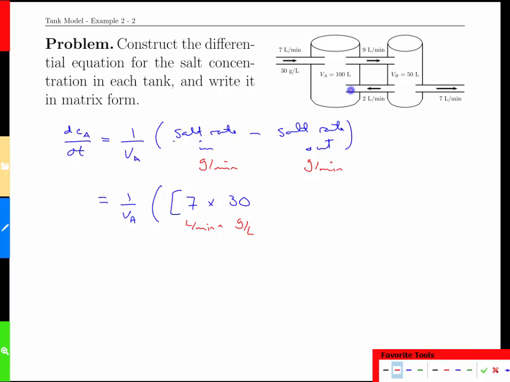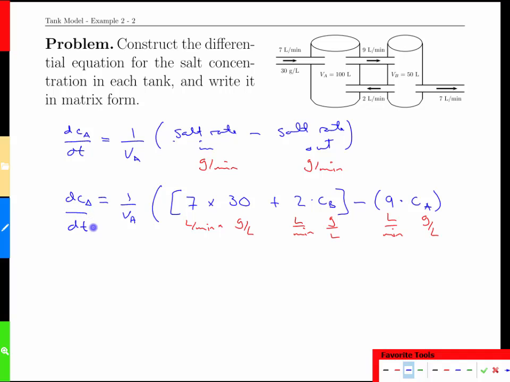But there's also salt coming in from the second tank, and that's going to be an additive effect. We're going to add salt from there, and it's going to be 2 liters per minute times whatever the concentration in B is. The 2 liters per minute is the water flow, and it's going to bring with it whatever the concentration in tank B is in grams per liter. Then we're going to subtract the out rate. If you look at all the pipes, only one of them is flowing out to carry salt, and so it's going to be a term of 9 liters per minute times whatever the concentration in tank A is. Again, liters per minute and grams per liter, and we get grams per minute, which is what we want.